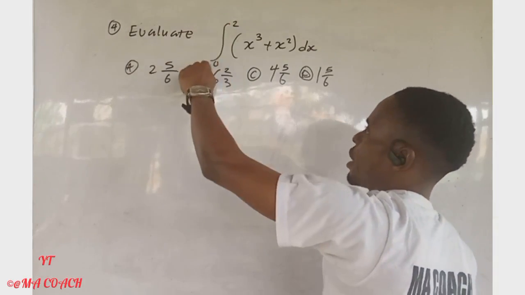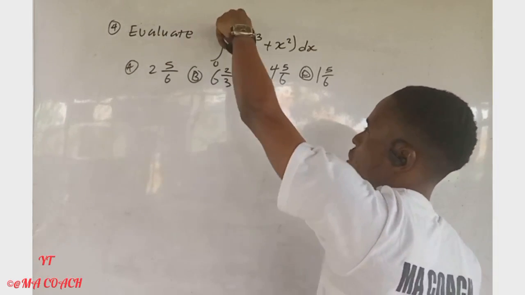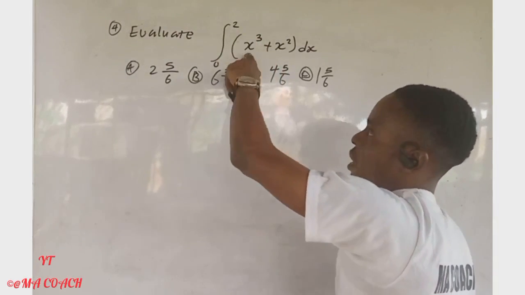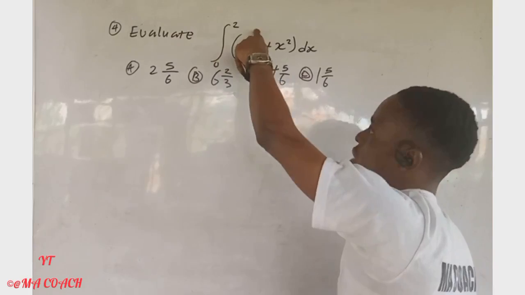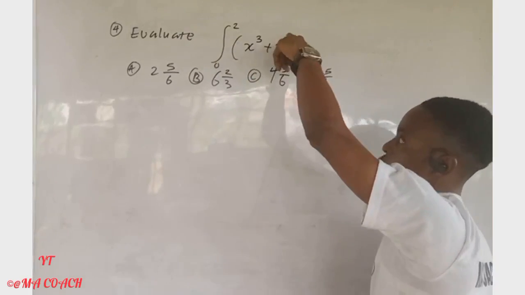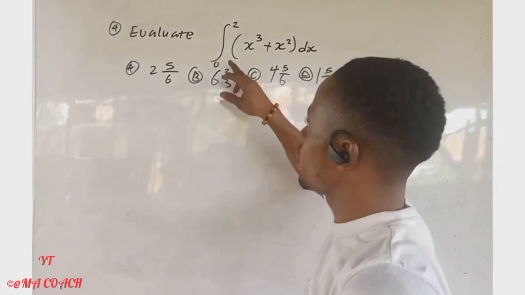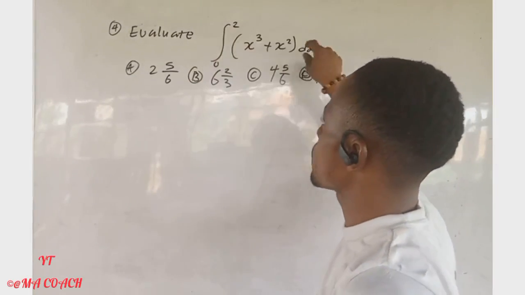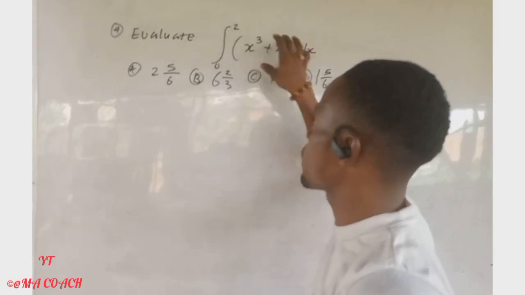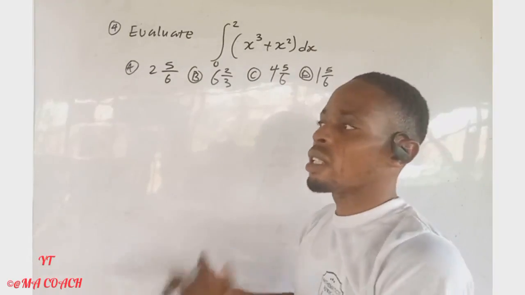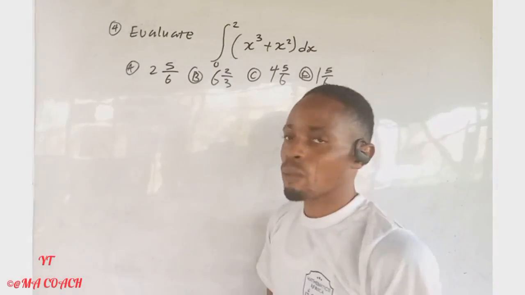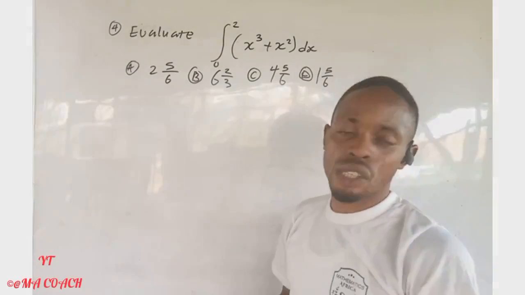We have the integral from 0 to 2 of (s^3 + s^2) with respect to s. So we want to integrate this with respect to s. In our previous lesson we talked about differentiation, but here we're talking about integration.